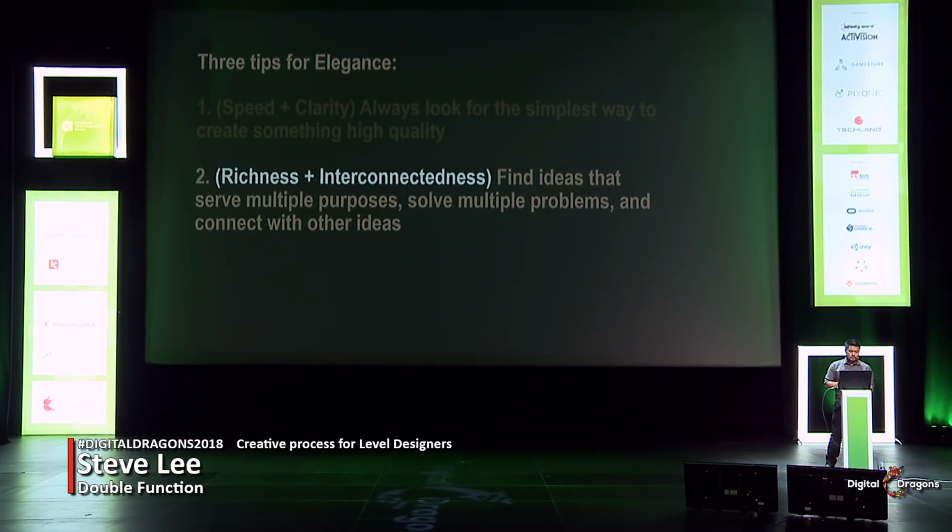The second point about elegance is richness and interconnectedness. Whenever you can, just try and find ideas that serve multiple purposes or solve multiple problems and connect with other ideas in a meaningful way. Like I said, the first point was about simplicity. This one is about making sure that you're getting a lot from your ideas, and it's bringing a lot of value to the table.